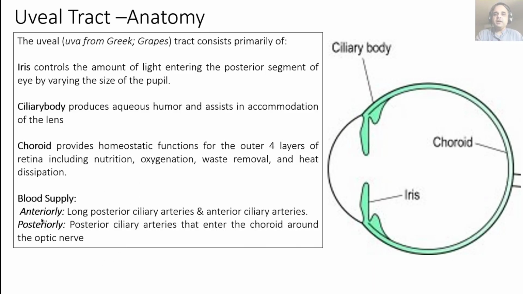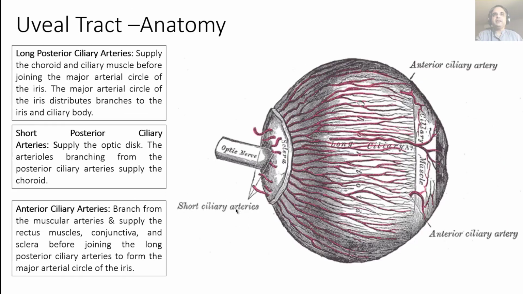This is the blood supply of the choroid, and it's basically composed of anterior and posterior circulations. The posterior circulation is basically the posterior ciliary arteries: the long posterior ciliary arteries and the short posterior ciliary arteries. The short posterior ciliary arteries pierce the eyeball around the optic nerve. They supply the optic nerve and also form a part of the choroidal circulation. The long posterior ciliary arteries supply the choroid and the ciliary muscle, the muscles of the ciliary body, and then they join in to form the major arterial circle of the iris.